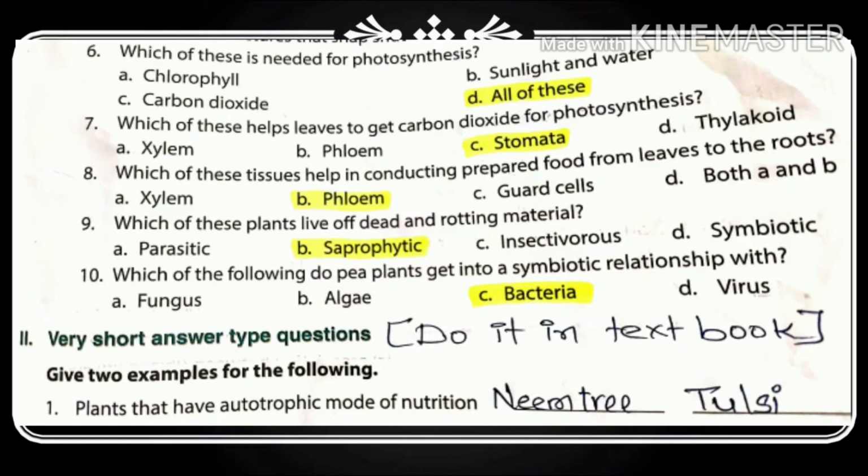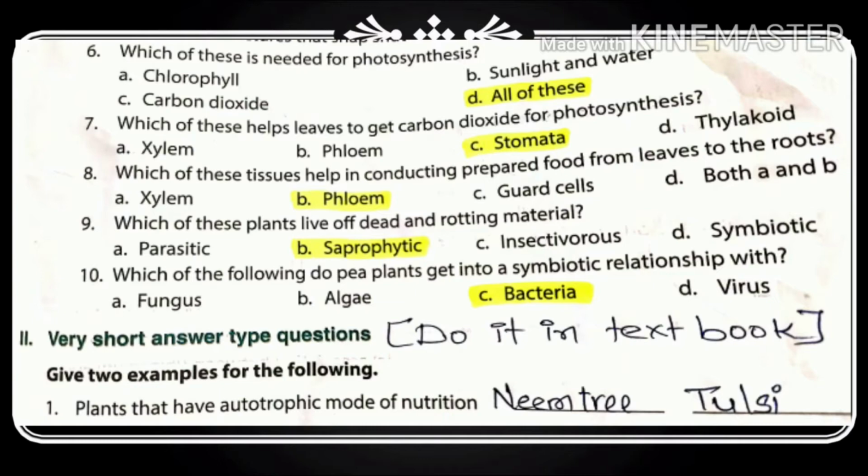Then eighth is which of these tissues helps in conducting prepared food from leaves to roots? Plants have 2 conducting tissues, xylem and phloem. About xylem we discussed in the blanks, that it conducts water and minerals. So for nutrient transportation, phloem is there. So the answer is B, phloem.